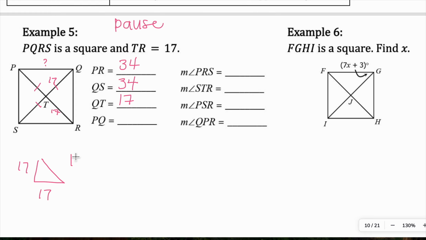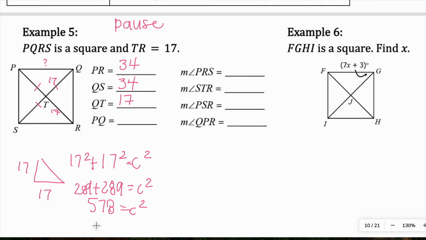So I can take 17 squared plus 17 squared and make that equal to C squared, or 289 plus 289 is equal to C squared. So 289 added together is going to be 578, and I don't think this is a perfect square, so we'll see what kind of decimal we get here. I'm getting about 24.04 for PQ, so we can say 24.04.